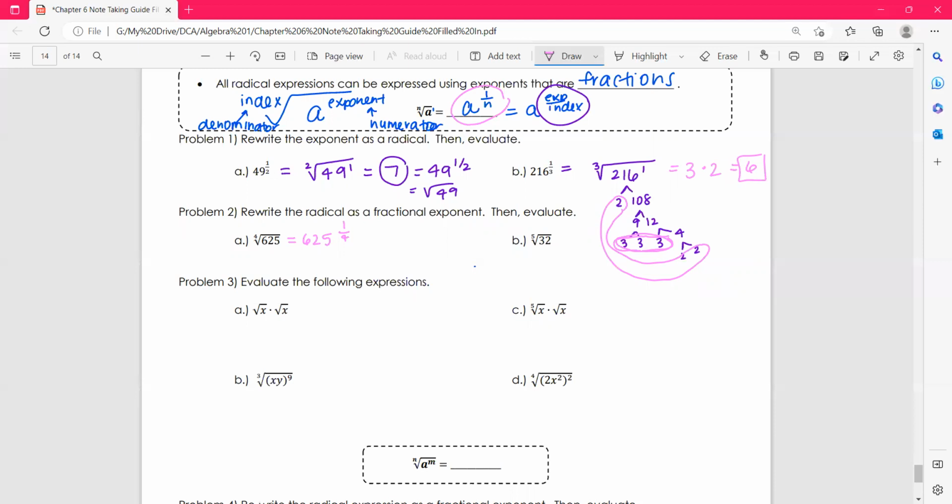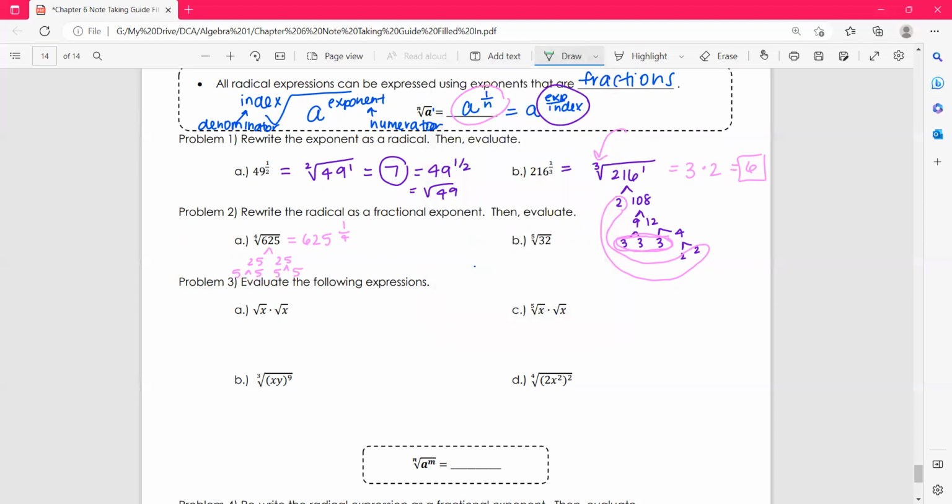And now I'm going to evaluate. Now I still don't like to evaluate from the exponent form. I'm going to evaluate from the radical form. So let's break down 625. I'm going to do 25 and 25, and then I do 5, 5, 5, and 5. So now this time I'm not looking for triplets. Last time I looked for triplets because the index was a 3.